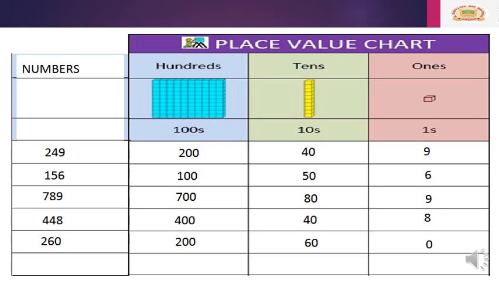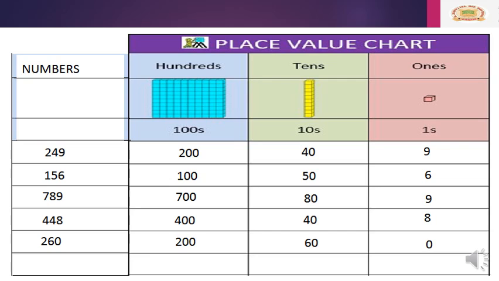After 9, what is there? 4. Okay, 4 will come on tens place. 4 on tens place means it is 40. Whatever number is there on the tens place, it is 10 times the number. So 4 will become 40 and 2 will come on the hundreds place, so it is 200. So read this number, 249.